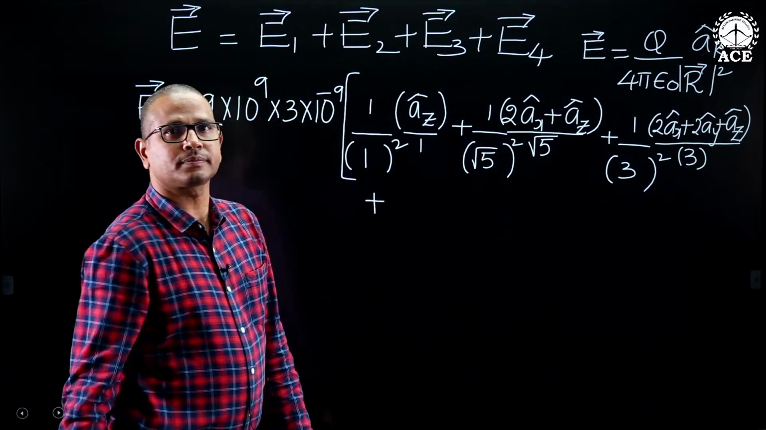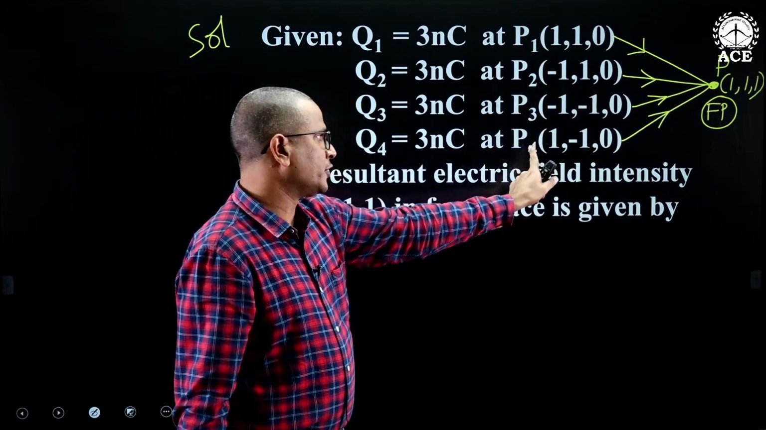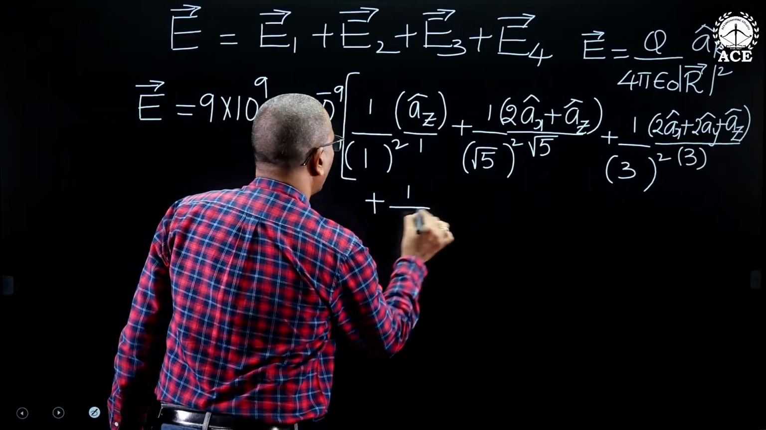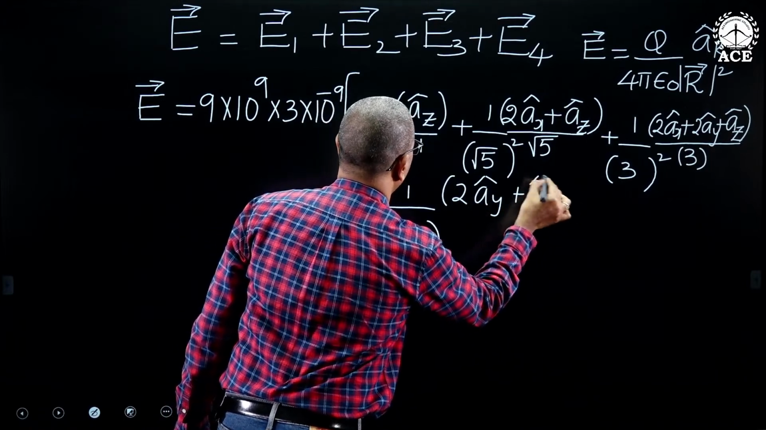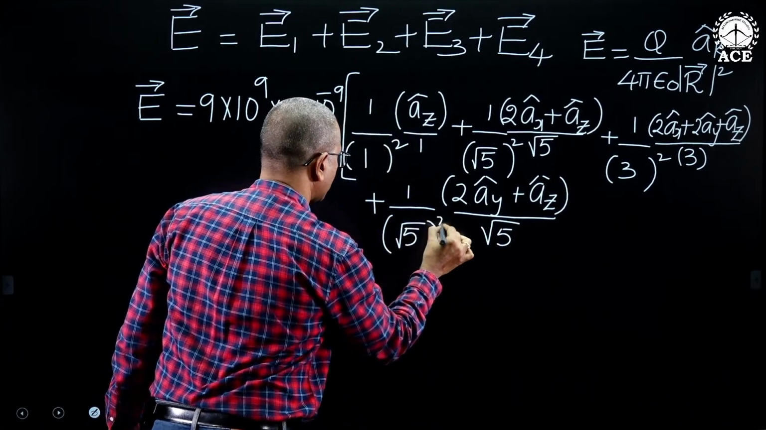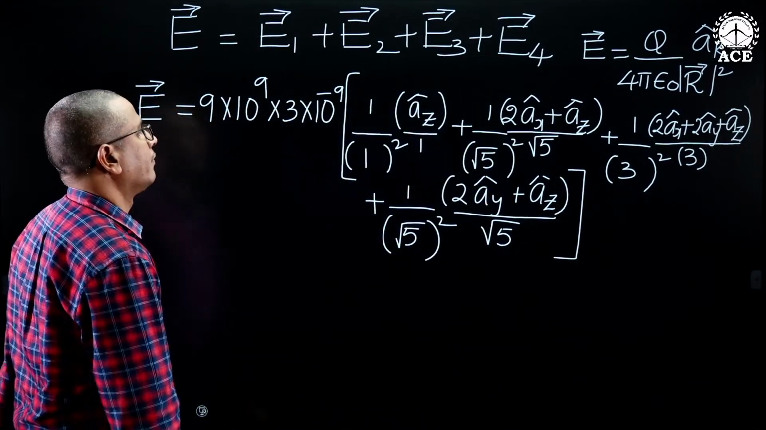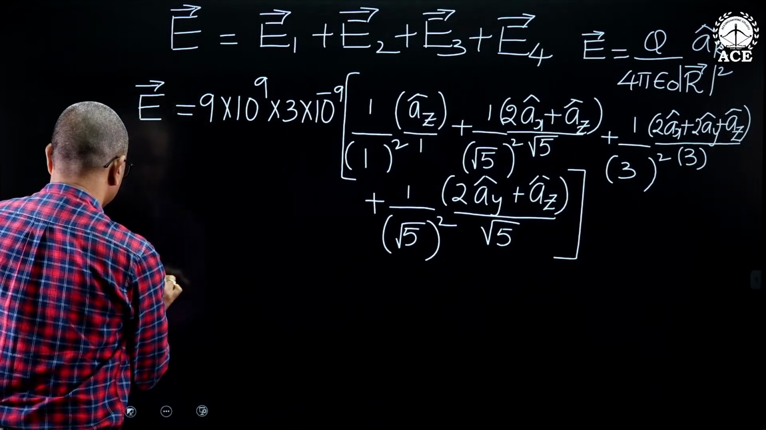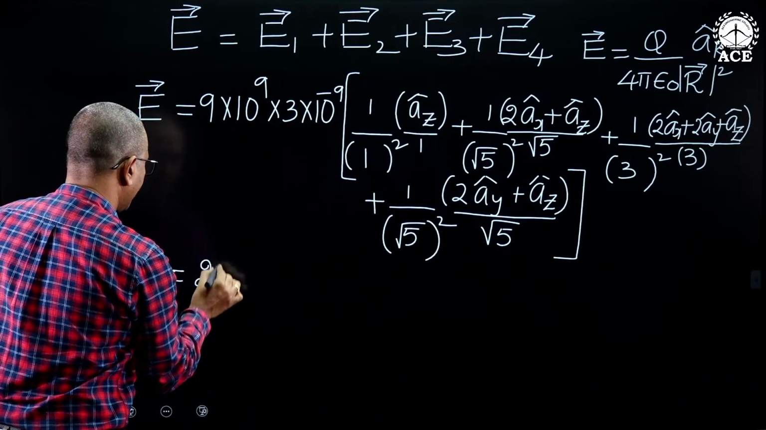Next, the fourth object. Look at the fourth object: 1, 1, 1 minus of minus 1, minus 1, 0. 1 minus 1 is 0, 1 minus of minus 1 is 2, 1 minus 0 it is 1. So what we have here is 1 by distance square, it is 2 ay cap plus az cap divided by root 5, and distance square is square root of 5 whole square. This is our basic equation from the formula we have taken. Now you can simplify this, and the rest you can write by taking common factors if any. This is 9 into 3, 27, dear students.